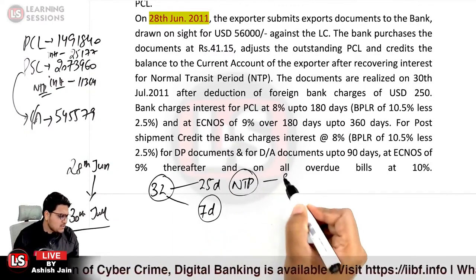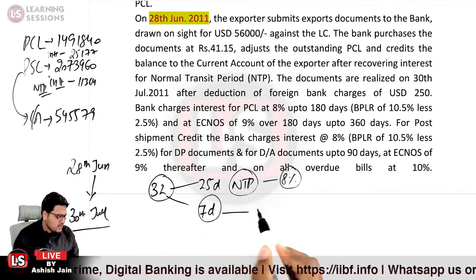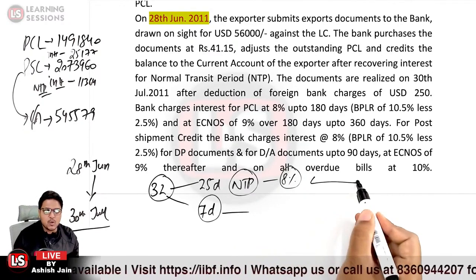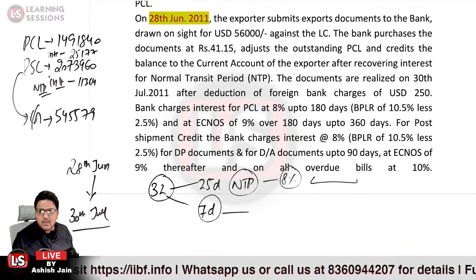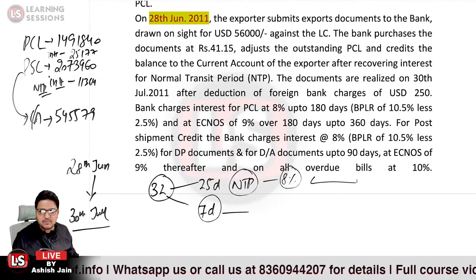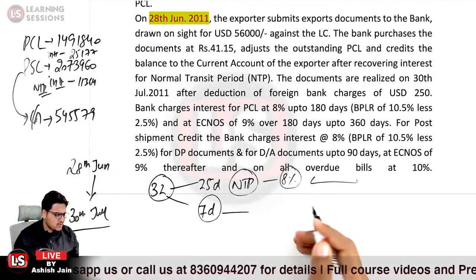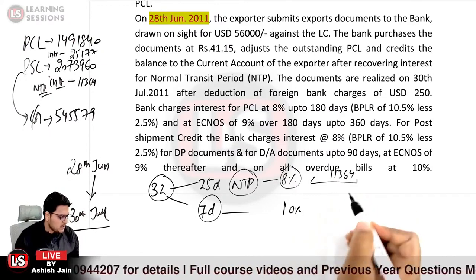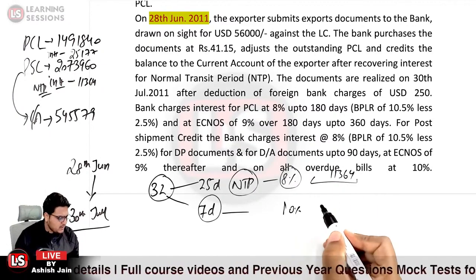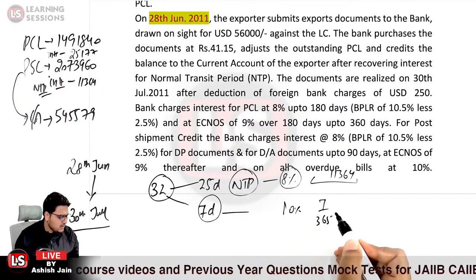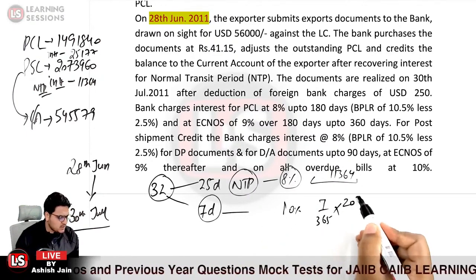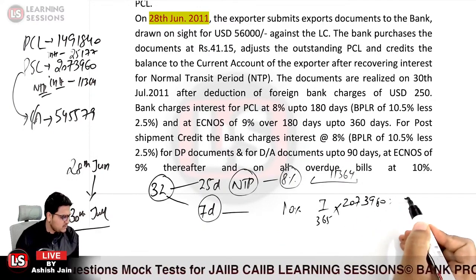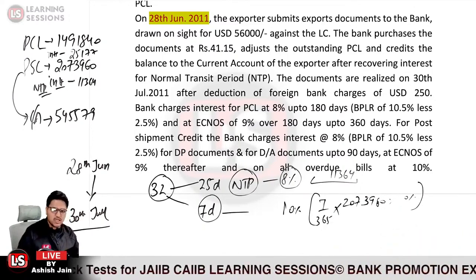For the NTP period the concessional rate of 8% will be charged, and for 7 days the overdue rate will be charged, because we have an overdue amount over here. So in that case 10% of the interest will be charged. NTP interest we have already calculated, it was 11364, and to calculate for the 7-day period, it will be 7 divided by 365 multiplied by the post shipment credit, that is 2073960, and further multiplied by 10%. So that would be the amount charged for the overdue period.